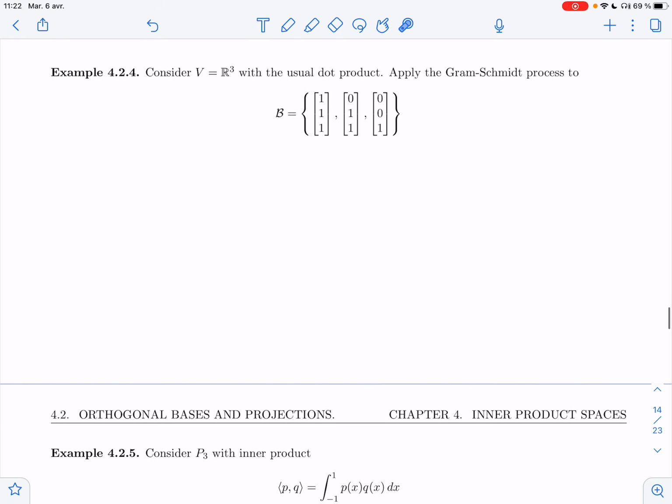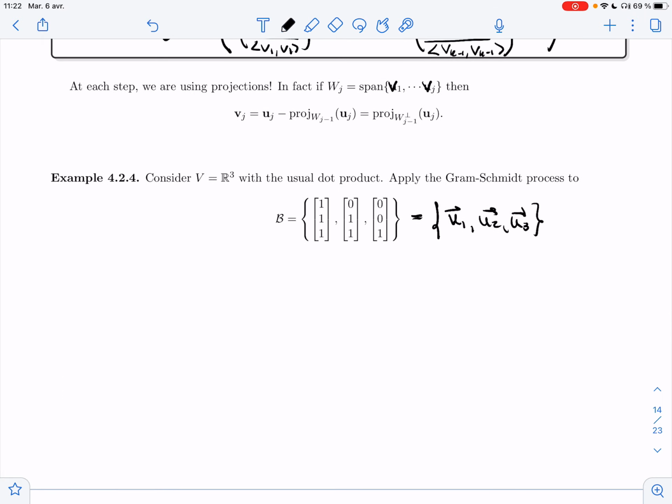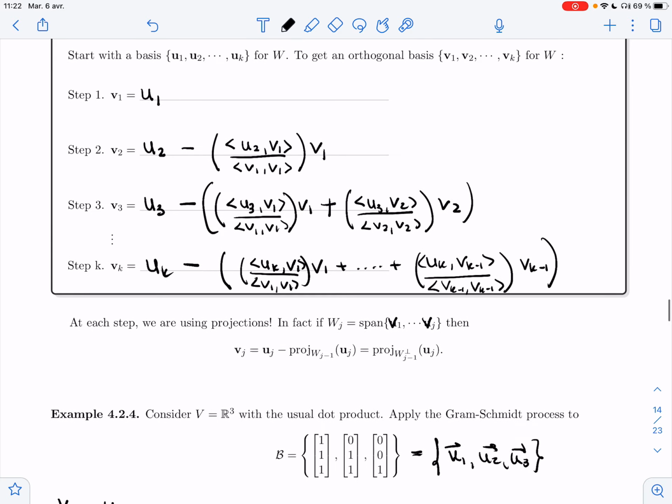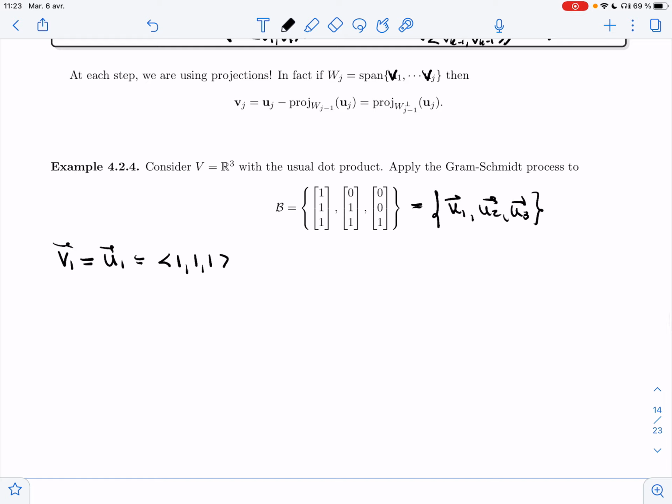Let's apply this in R3. We've already shown how to use geometry to do these problems, but now I'm asked to apply the Gram-Schmidt process to get an orthogonal basis out of this. Let's call these U1, U2, U3. They're vectors, so I'm going to put arrows on them. We're told to take V1 to be U1, so that means I'm going to take it to be the vector 1, 1, 1. For V2, I'm going to take U2 and subtract the inner product of U2 with the vectors I've already constructed, in this case just V1, and multiply that by V1. I'm writing it as an inner product so it generalizes more easily.